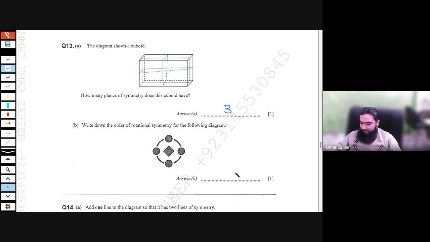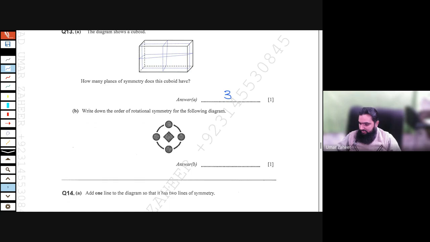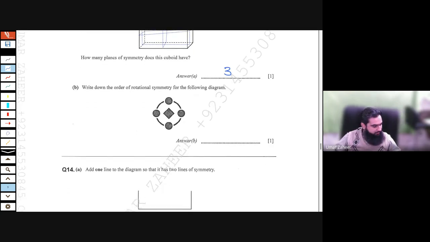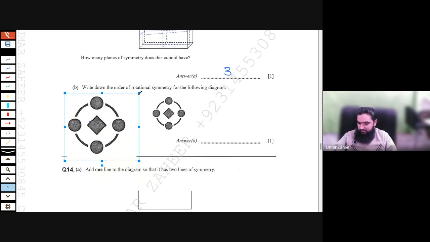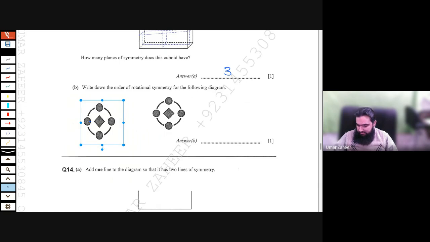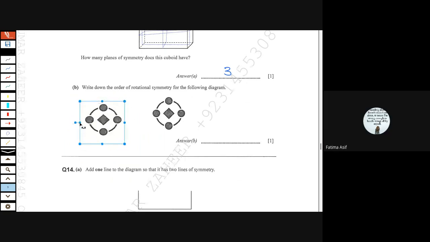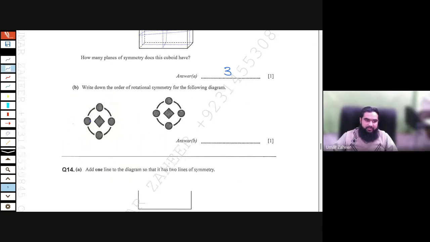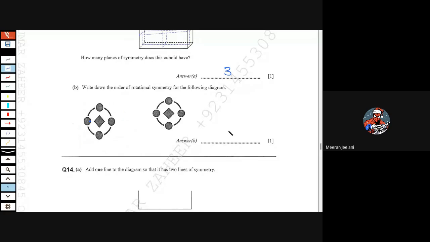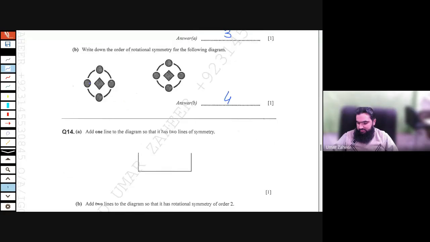Write down the order of rotational symmetry for the following diagram. All right, let's see how to rotate it and check if there is any. One, two, three, and four. So here we have four rotational symmetry.